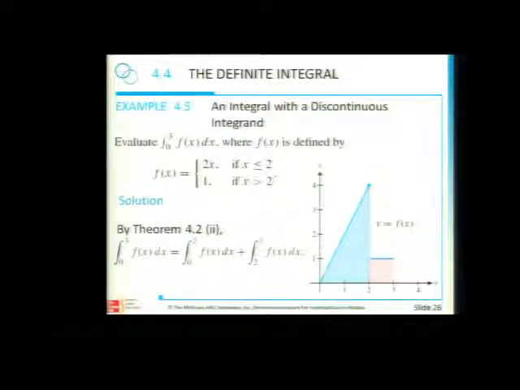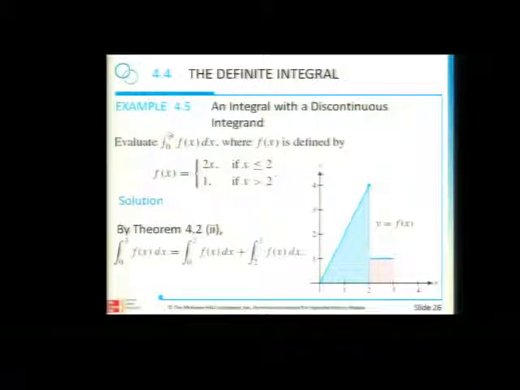So from 0 to 2, the function is described by 2x. Therefore, this line is 2x, a straight line, right? Going up, the slope is 2, quite steep. And then from x equal 2 to 3, the function is described by this constant 1. So from x equal 2 to x equal 3, it will be like that. When x is bigger than 3, we don't worry. It's outside the interval from 0 to 3, right?